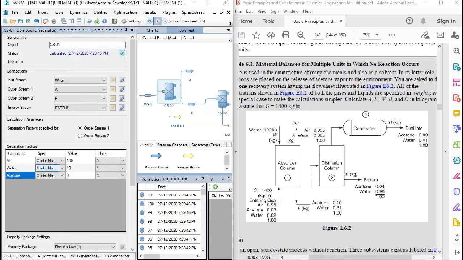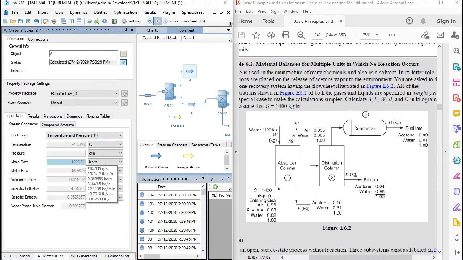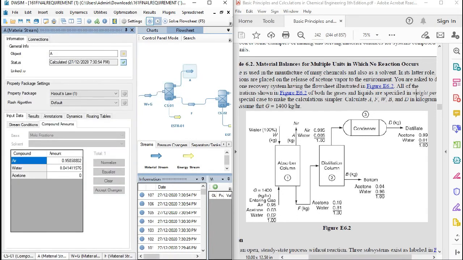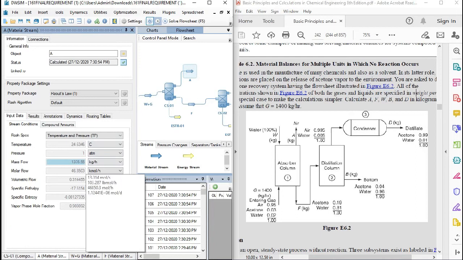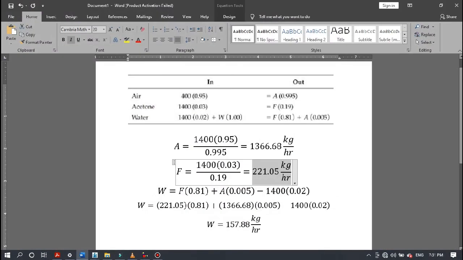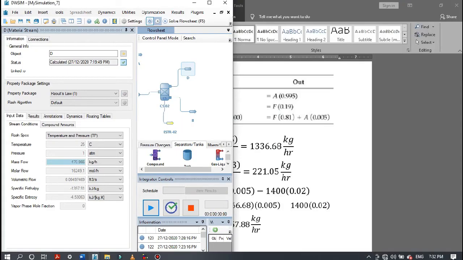So if we take maybe a water of 15, we can have an improvement of 96% and the stream conditions of 1,326.81. Let's say we got it for 20, then we will now have a lesser amount of air and water, but for our A and F, for the mass flow, it's pretty close. As you can see, 1,335.55. And our computed value is 1,366. By the way, this is not 1,366. This is 1,336.68. So that's how we got our mass flow rate.